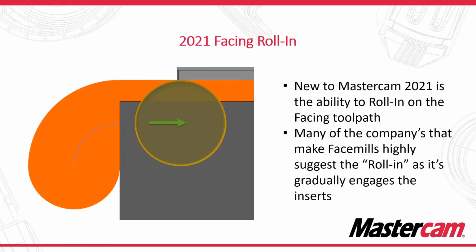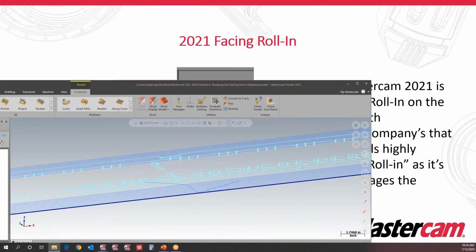All right, another nice small improvement is that in 2021, we can now roll in our face mills. This is a thing that a lot of the face mill companies have been suggesting for quite some time now. Before, we only really had the ability to come in at a perpendicular angle to the cut. Well, now there's just this nice little checkbox to check in face rolling.